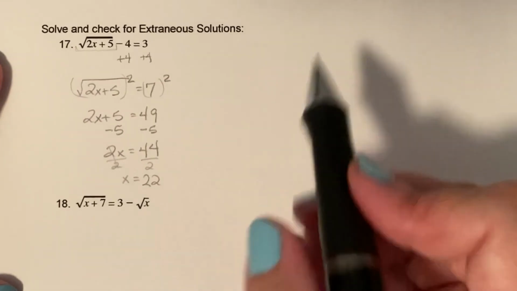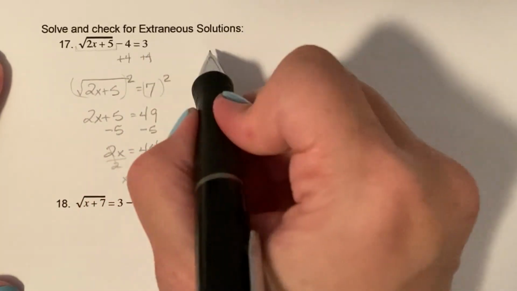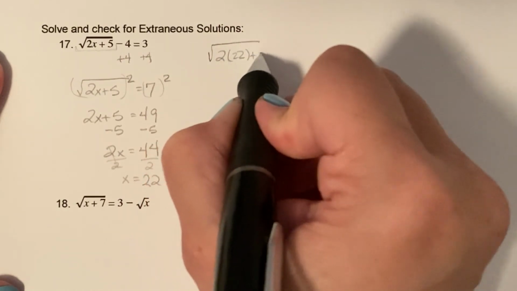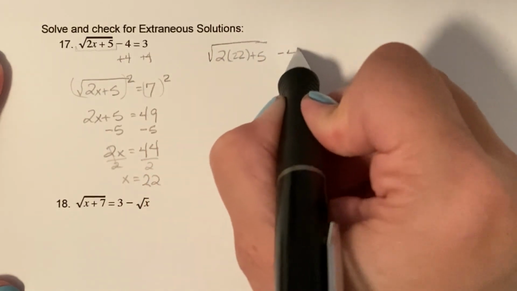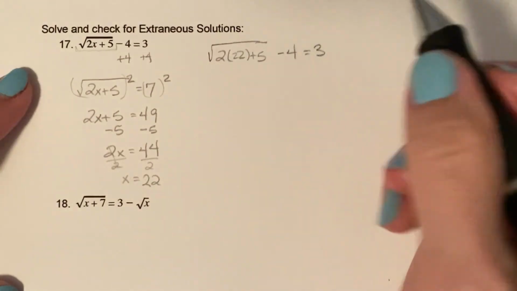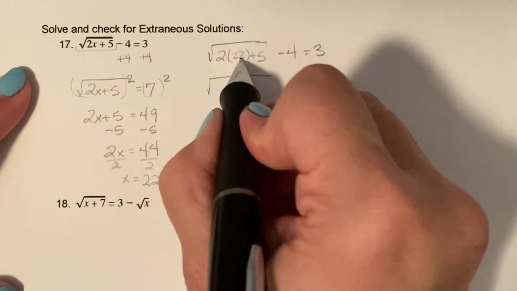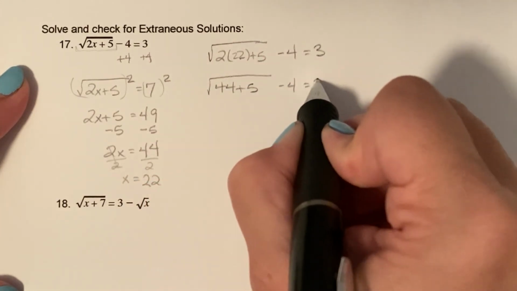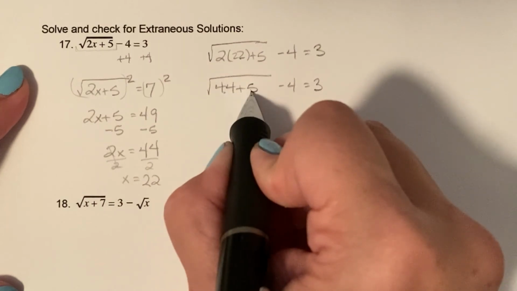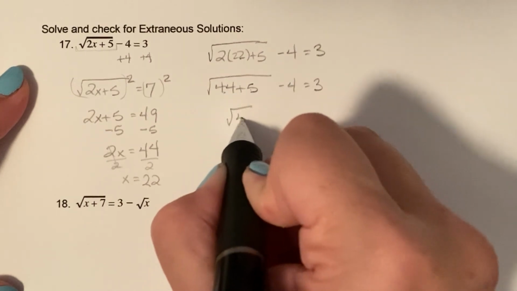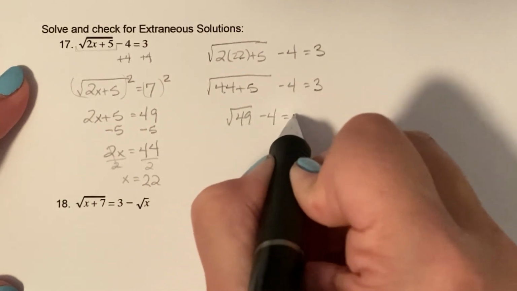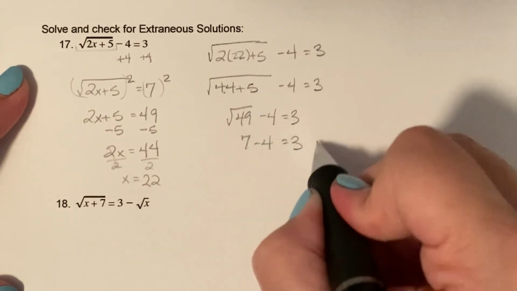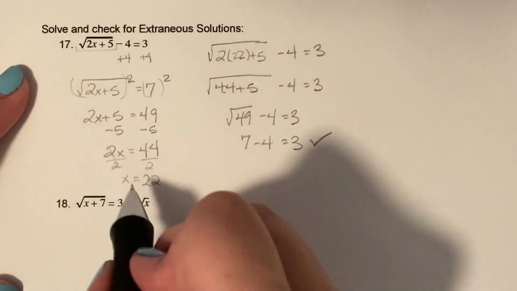Okay, so now we have to check for extraneous solutions. So we plug it back in. Okay, so we get 44 plus 5. So that would be 49. Square root of 49 is 7. Is 7 minus 4 equal 3? Yes. So our answer is 22.